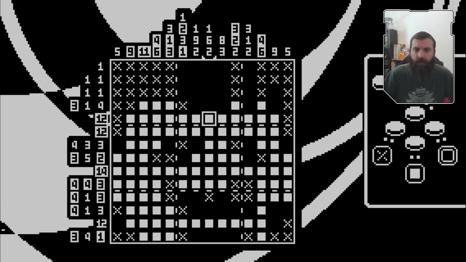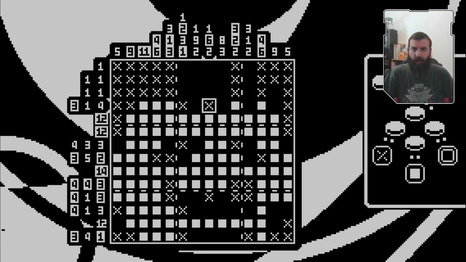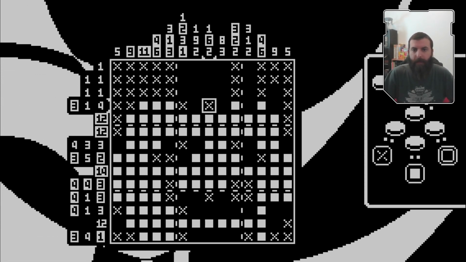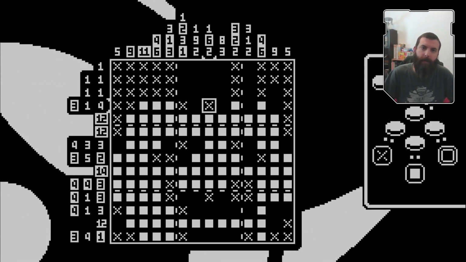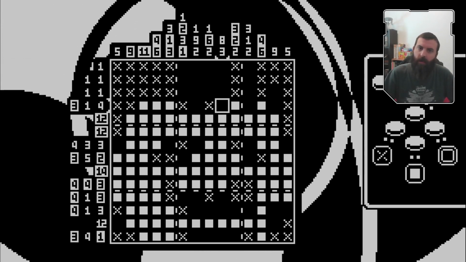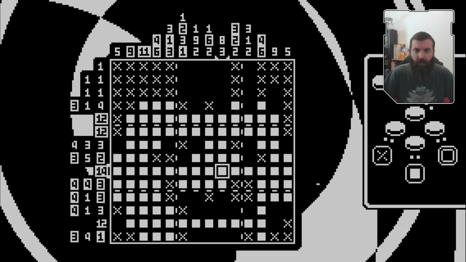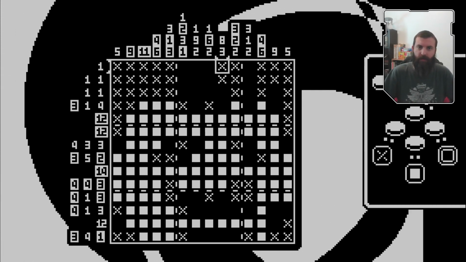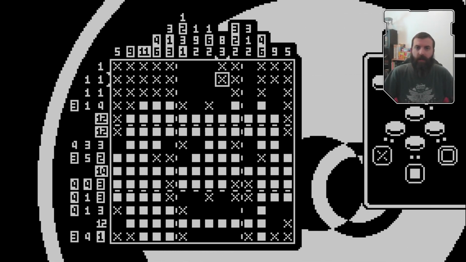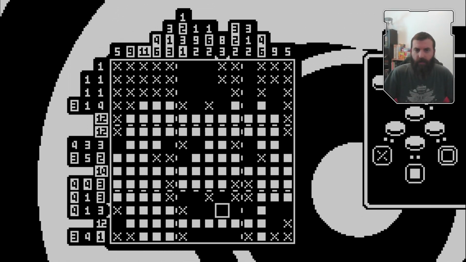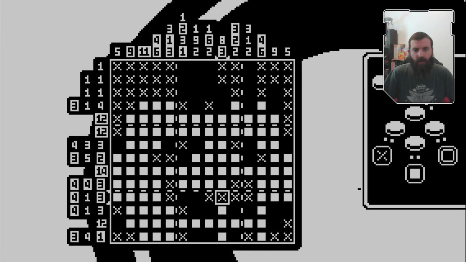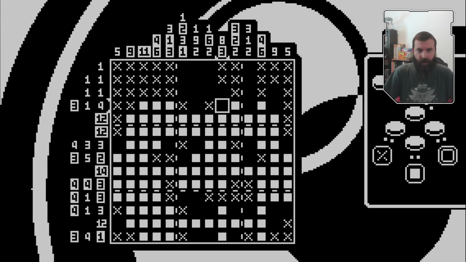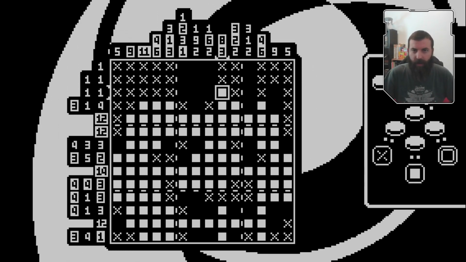Got a vertical 6 that we've already completed. This has to be part of our 8, so 5, 6, 7, 8. So these 2 couldn't be part of it. And really, actually, we know that the 3 has to be there, so we can go ahead and fill that in.